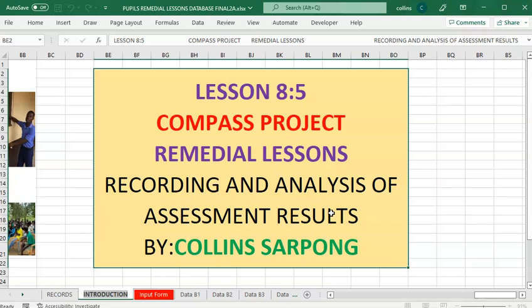So basically, at the end of this presentation, it's expected that stakeholders will be well equipped on how to record assessment results and do effective analysis during stakeholder engagement.